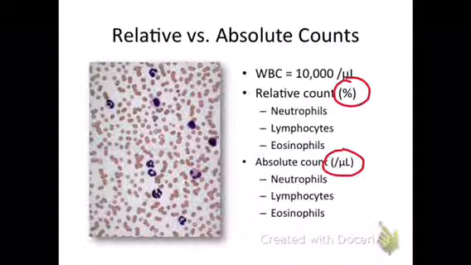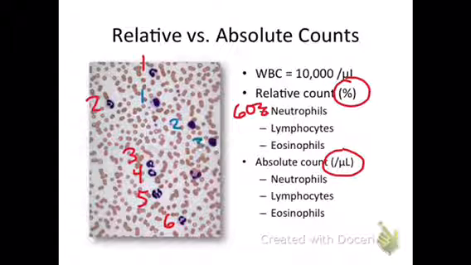So the relative count of the neutrophils in the picture would be 1, 2, 3, 4, 5, 6, 60%. The relative count of the lymphocytes in this picture would be 1, 2, 3, 30%. And the relative count of the eosinophils would be 1, so 10%.